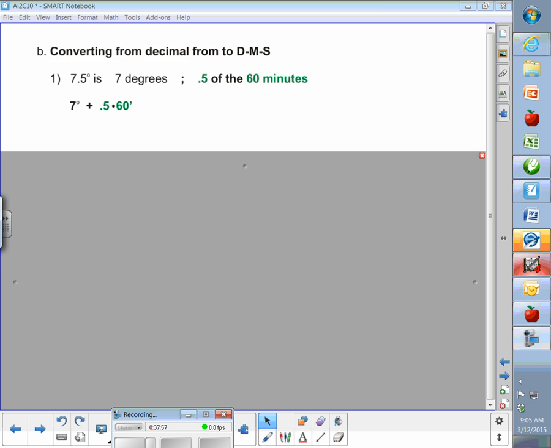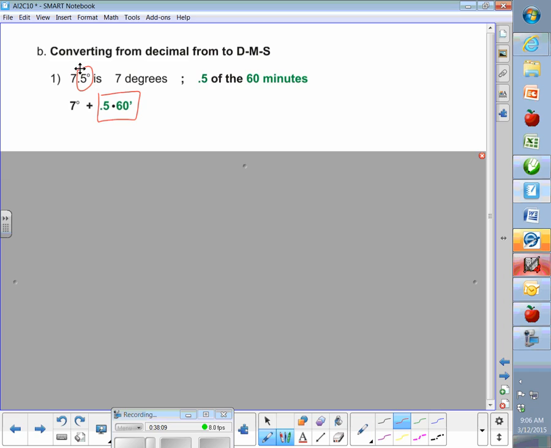Okay, what's simply the reverse process? Take your decimal, right? Let me use my red here if I can get it up. Your 0.5 and multiply it times the 60 minutes. 0.5 times 60 is 30. You're going to get 7 degrees, 30 minutes.